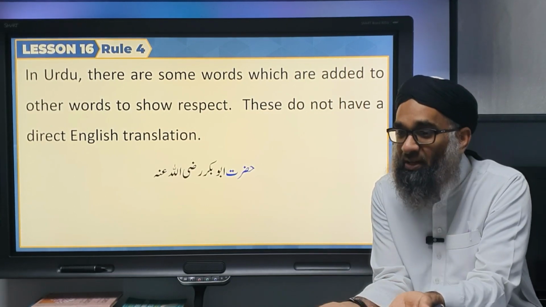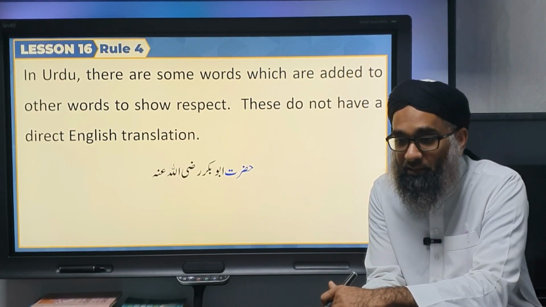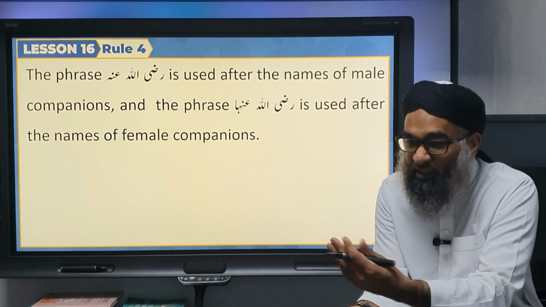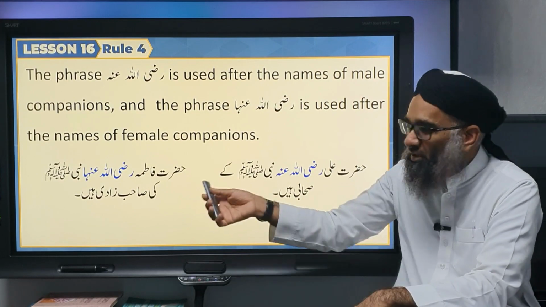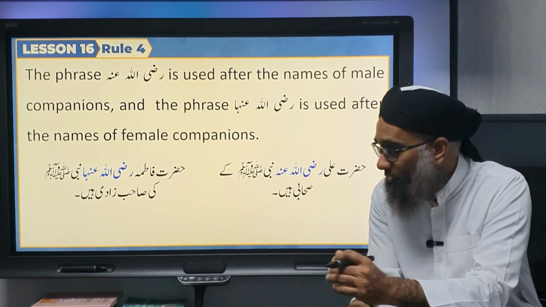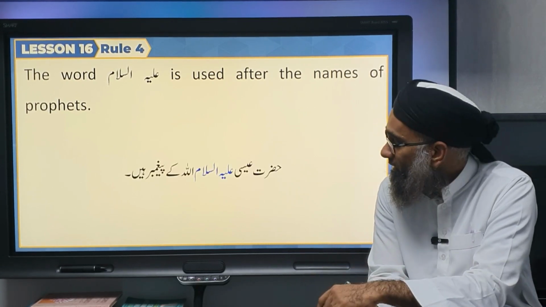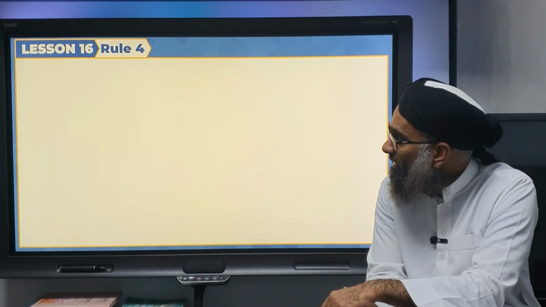So for example, for Sahaba's names, you can say Hazrat Abu Bakr radiyallahu anhu. Yes? Hazrat. And then radiyallahu anhu, that's an Arabic rule. So radiyallahu anhu, radiyallahu anha, you all know that. That's very basic. You should add this on. Okay? Alayhi salam after prophets. Hazrat Isa alayhi salatu was salam.